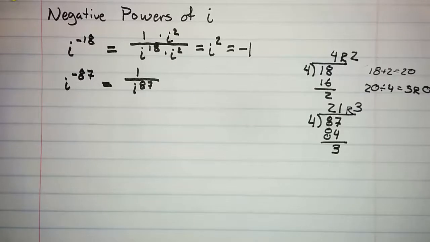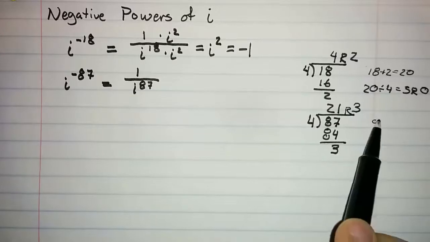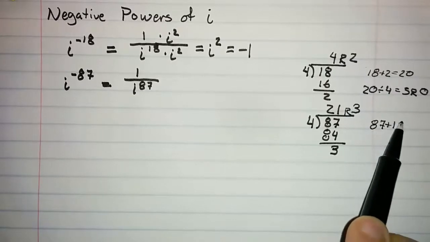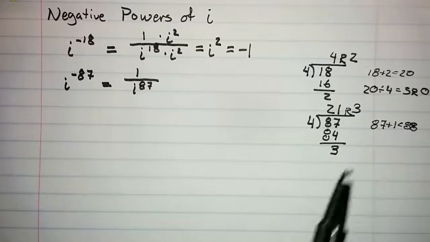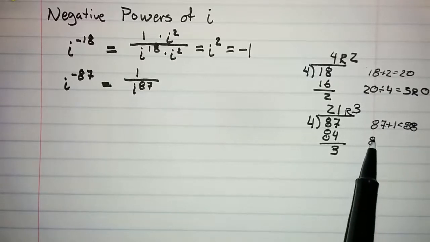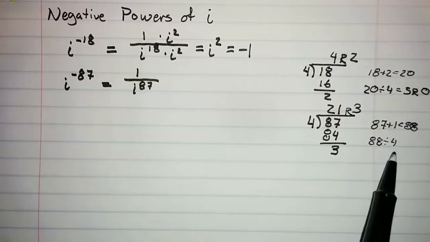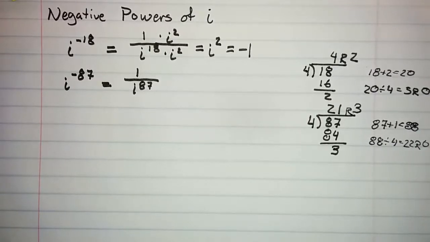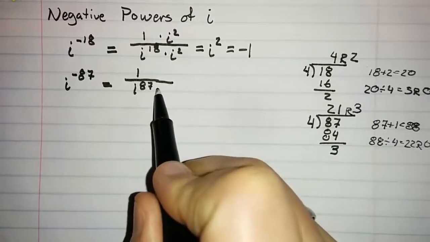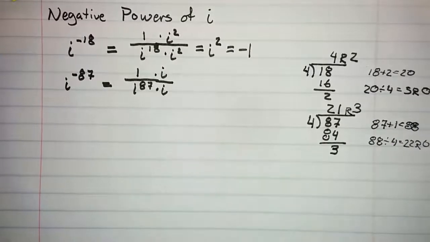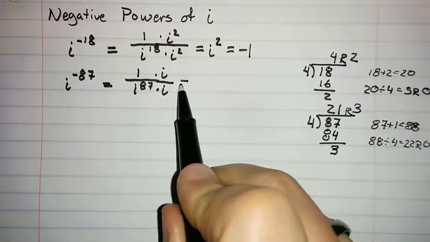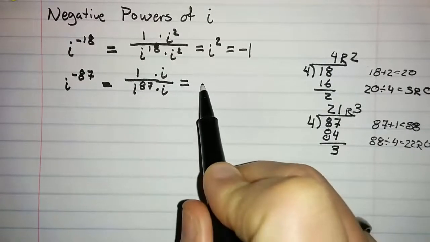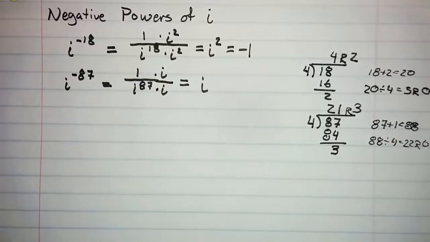So in order to get up to the next multiple of 4, I need to add 1. 87 plus 1 is 88. And sure enough, 88 divided by 4 is 22, and no remainder. So I need to multiply my numerator and denominator by 1 more copy of i. My denominator then becomes 1, and I'm just left with i. i to the first is i.